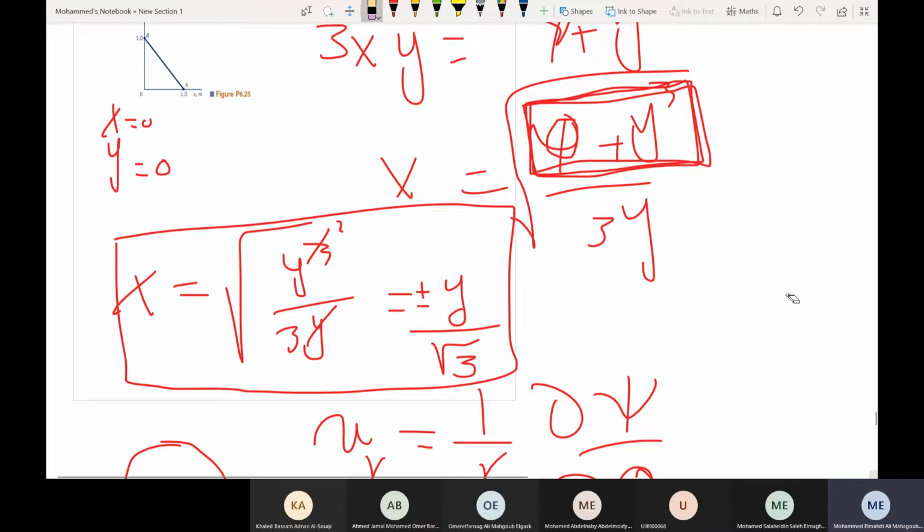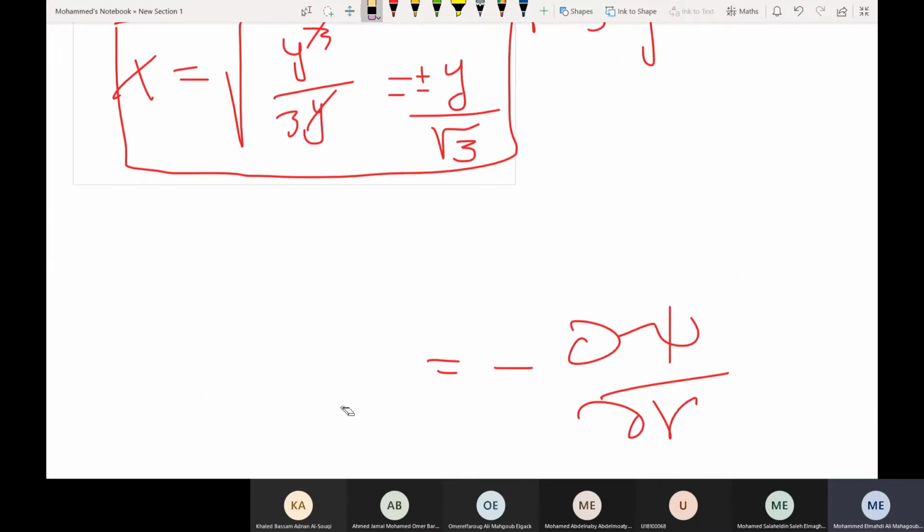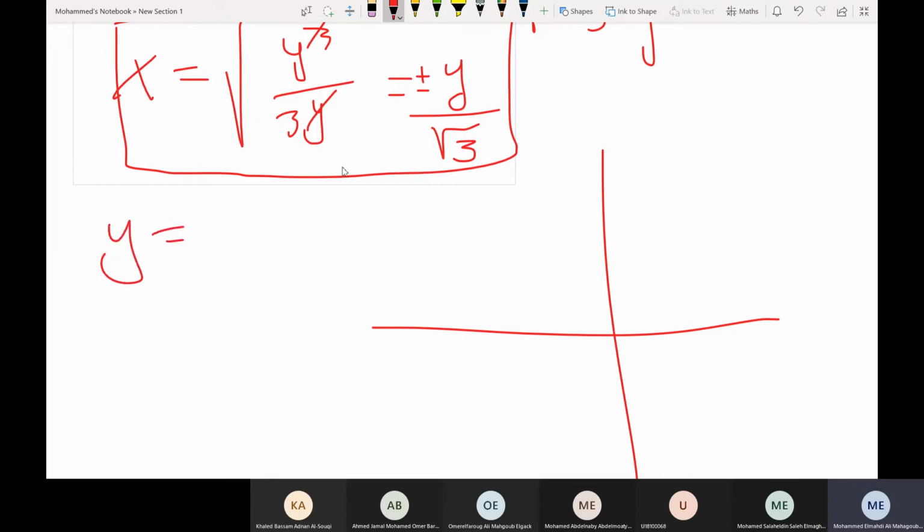Let me sketch them below, so we have some area and you can see the sketch clearly. What's x equal to y over the square root of 3? Let me write it as y equal, because you are used to write functions when y equal. Y equal to square root of 3x. This is the first function. Second function, y equal to minus square root of 3x.